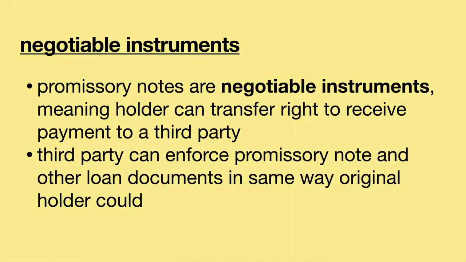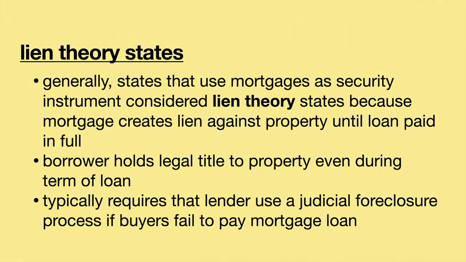meaning that the holder can transfer the right to receive payment to a third party. The third party can enforce the promissory note and other loan documents in the same way the original holder could. Generally, states that use mortgages as the security instruments are considered lien theory states because the mortgage creates a lien against the property until the loan is paid in full.